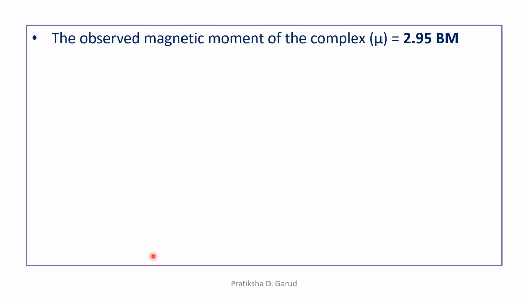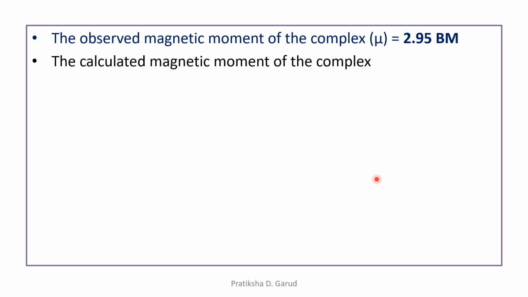Here we can say that the observed magnetic moment of the complex, mu, is equal to 2.95 Bohr magneton, BM, which indicates there are 2 unpaired electrons, and we have seen there are 2 unpaired electrons in the 3d. The calculated magnetic moment of the complex is given by the formula mu equals the square root of n into n plus 2, where n is the number of unpaired electrons, and here there are 2 unpaired electrons.